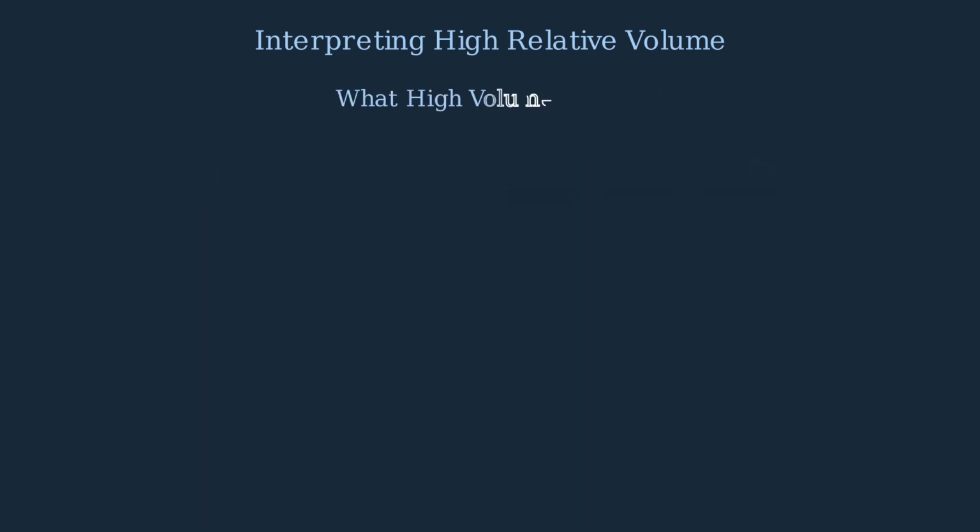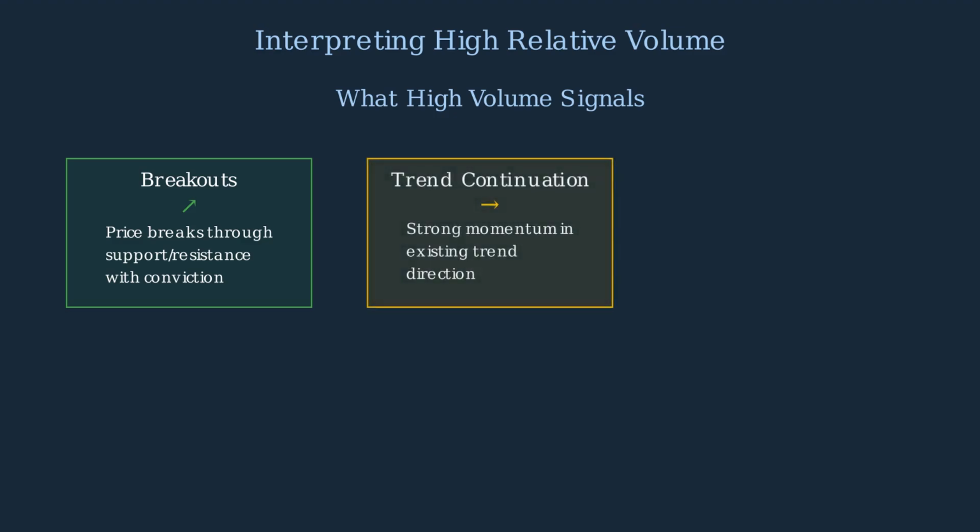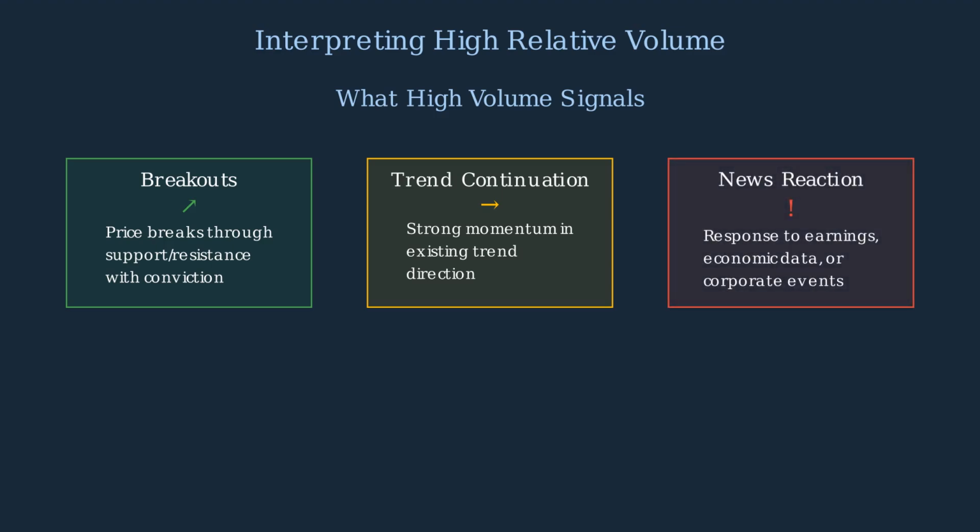High relative volume can signal several important market conditions. First, it often indicates breakouts where price moves beyond established support or resistance levels with strong conviction. Second, it can signal continuation of an existing trend, suggesting strong momentum in the current direction. Third, it frequently occurs as a reaction to news events, such as earnings announcements, economic data releases, or significant corporate developments.